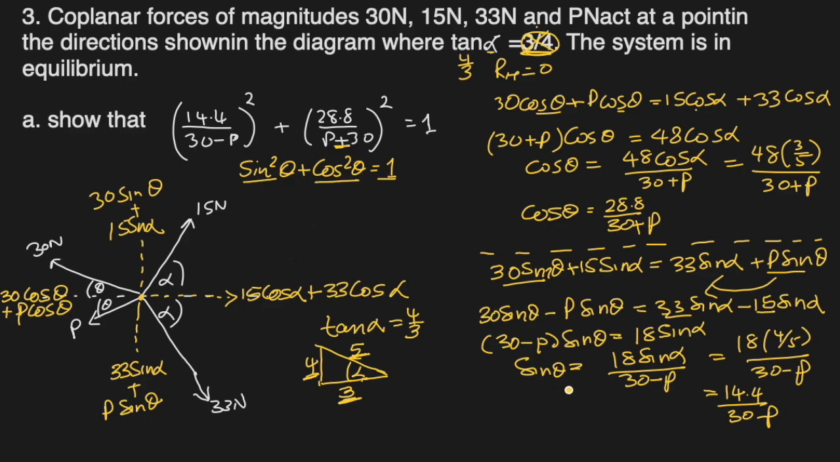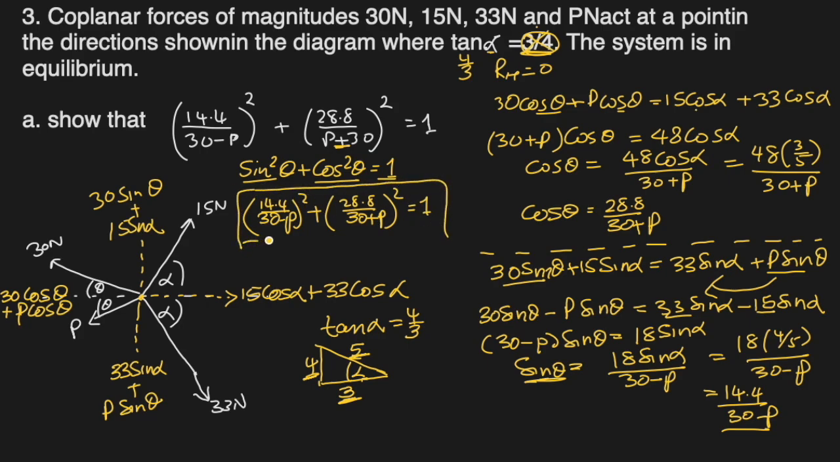So sine square theta, let's say this is sine theta, right? Yeah, sine theta came out with this, so we can write 14.4 over 30 minus p square plus cos theta came out to be 28.8 over 30 plus p square equal to 1. Whatever they wanted us to show, we have done that.